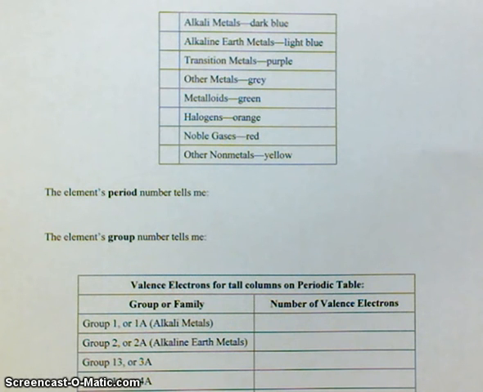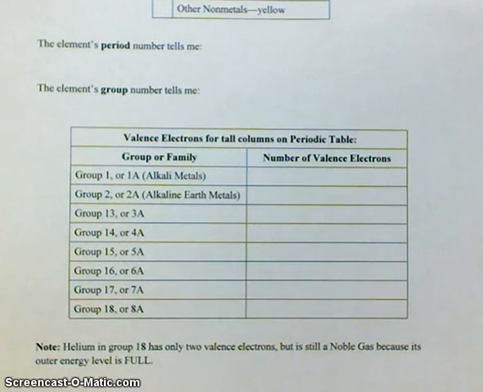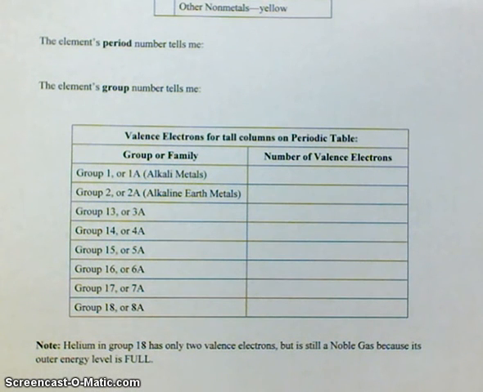Okay? Alright, so scrolling that up just a little bit so you can see it all. So 1A, 1 valence electron, 2A, 2 valence electrons, 3A, 3 valence electrons, 4A, 4 valence electrons, 5A, 5 valence electrons, 6A has 6 valence electrons, 7A has 7 valence electrons, and column 8A has 8 valence electrons, except for helium. Look at the note down there.